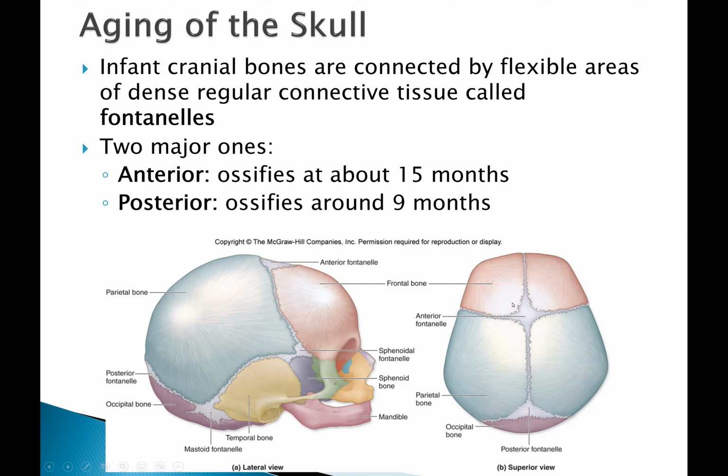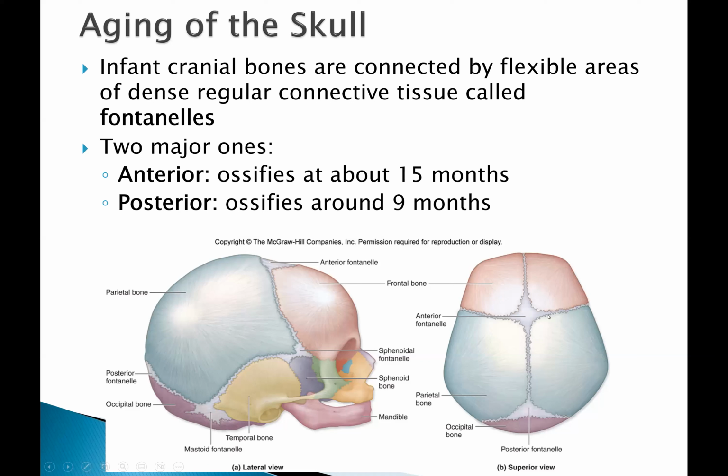And there are two major areas that I want you to pay attention to. So this is the anterior fontanelle. That's between the frontal and the parietal bones right here. And then on the posterior end, you have the posterior fontanelle between the occipital and the parietal bones right there. And then there are gaps and spaces, like the sphenoidal fontanelle, the mastoid fontanelle. But the ones that I want you to pay attention to are the anterior fontanelle and the posterior fontanelle.